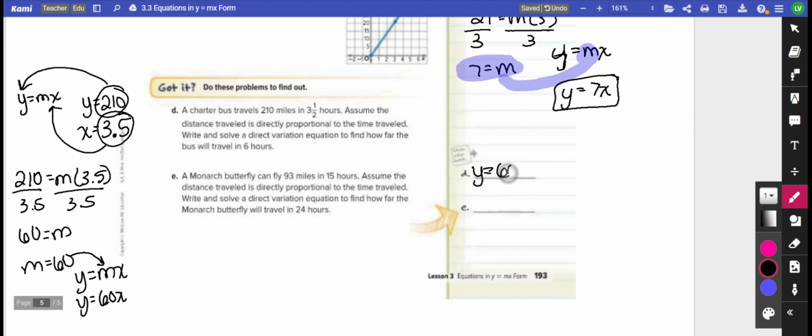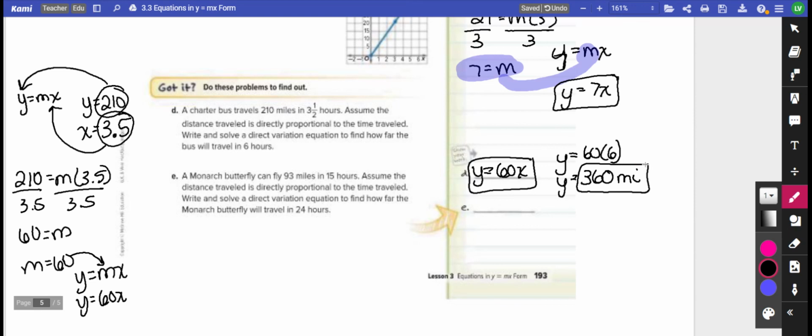Y equals 60x. Now it wants to know how far the bus will travel in 6 hours. Well, I'm going to plug in 6 for x. So y equals 60 times 6. Y equals 3,600. I'm sorry, 360 miles. That is how far the bus traveled in 6 hours.